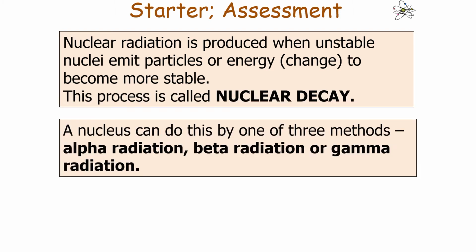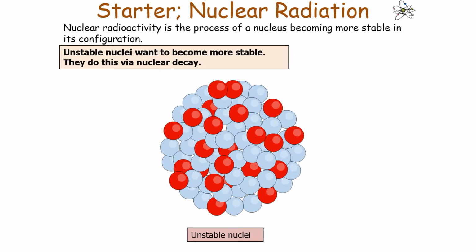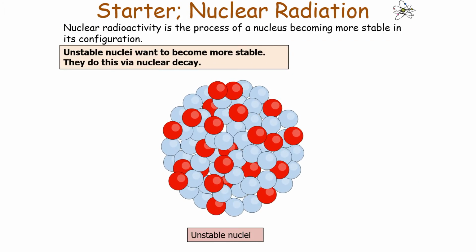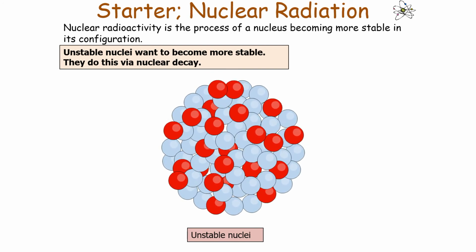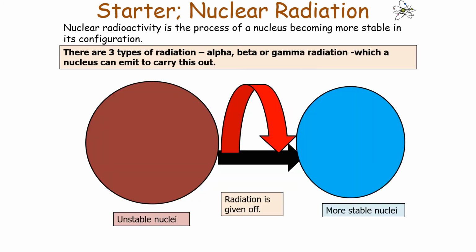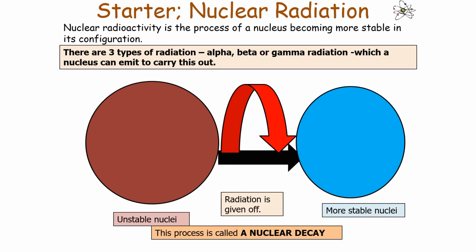Now a nucleus can decay via one of three methods, either alpha radiation, beta radiation, or gamma radiation. So nuclear radioactivity is the process of a nucleus becoming more stable. So unstable nuclei want to become more stable, and they do this via nuclear decay. So you start off with an unstable nuclei and they turn into more stable nuclei after radiation is given off by the unstable nuclei. Now there are three types of radiation: alpha, beta, or gamma radiation, which a nucleus can emit to do this. So just to clarify, this process of becoming more stable is called a nuclear decay.